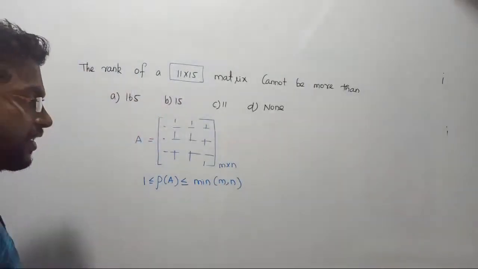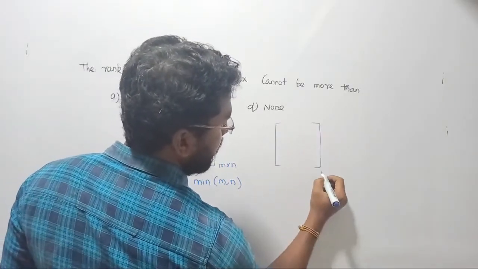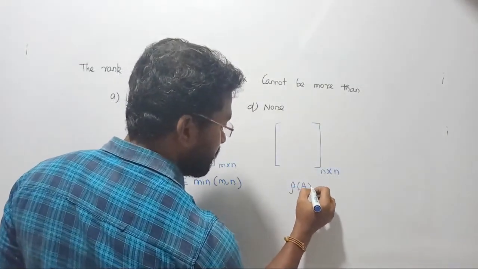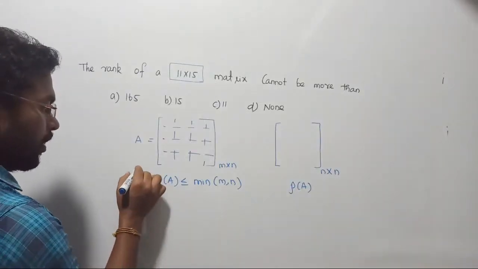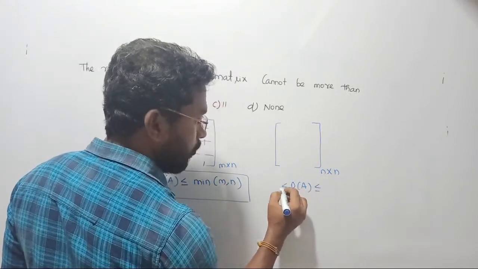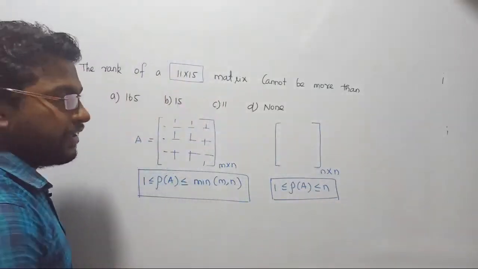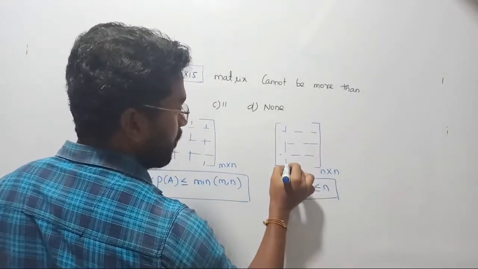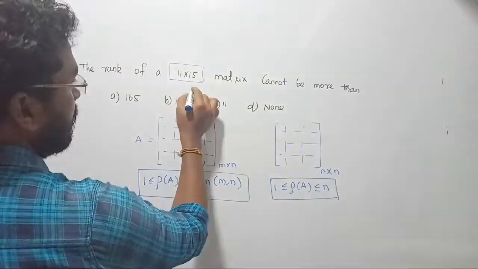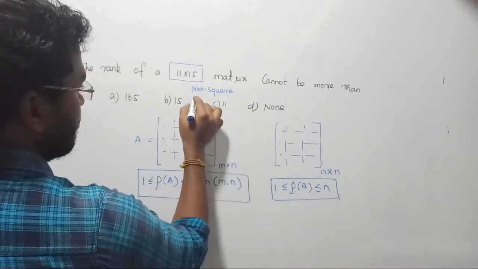Do you all agree with me? Suppose I have a square matrix, that is an N cross N matrix. Then for a square matrix the range goes from 1 to N, whereas this is the range for a non-square matrix, which we already saw. Do you all agree with me? Since the given matrix is non-square, I should go ahead with this range.